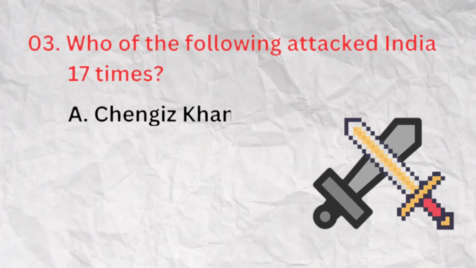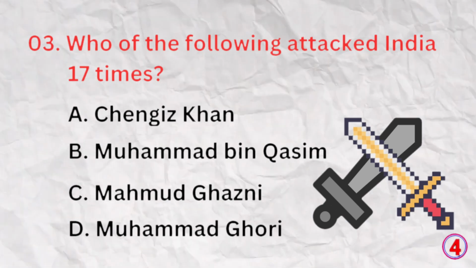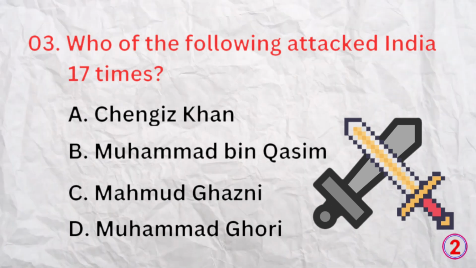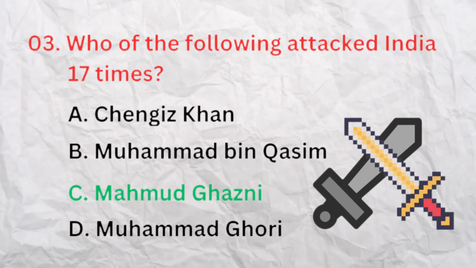Who of the following attacked India 17 times? The correct answer is option C, Mahmud Ghazni.